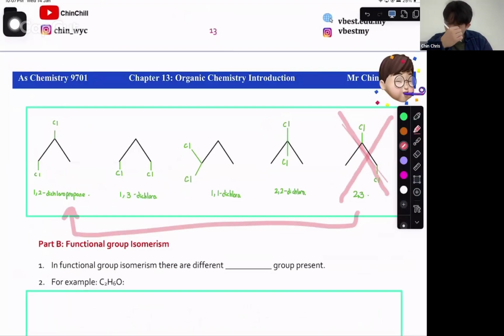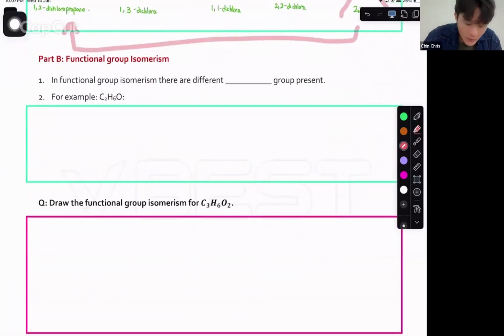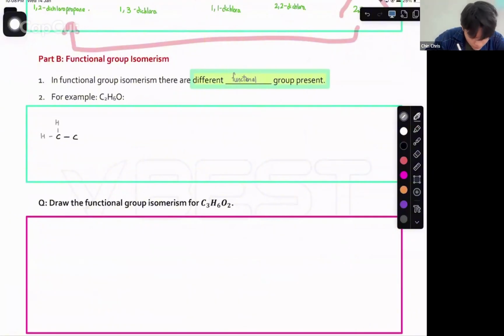All right, well done, guys. Next, let's move on to functional group isomerism. So for functional group isomerism this time, we're going to have a different functional group present here. A good example that we have is alcohol and ether. Let me show you how to draw. So alcohol, I can draw this CC, put all the H's here and put the OH here. So do you see that this is the alcohol functional group? We call this ethanol.